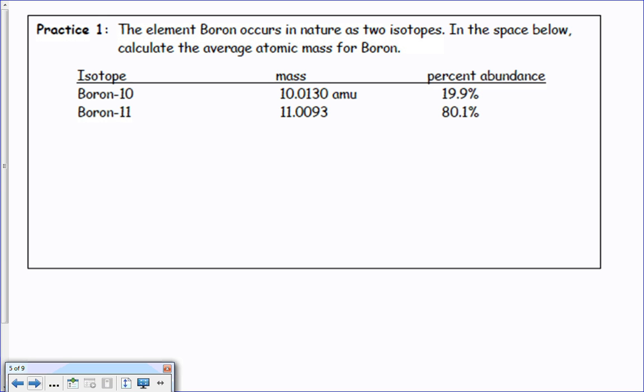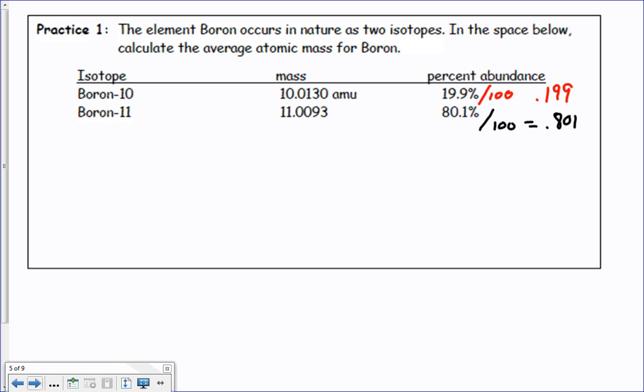Okay, I'm going to do red for boron-10. I'm going to divide this by 100 right off the bat and get 0.199. And I'm also going to, wait, let me switch colors, Mr. Milks. Divide it by 100. This is going to equal 0.801. Now I'm in decimal form I can use.